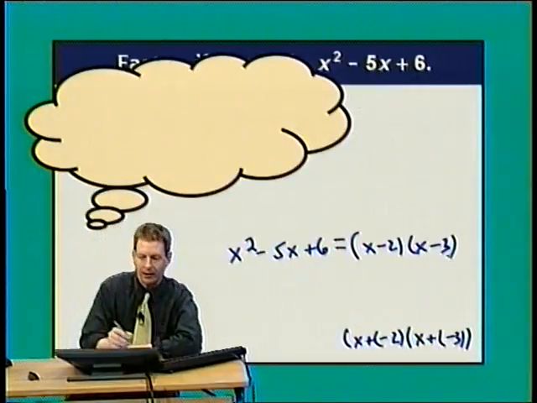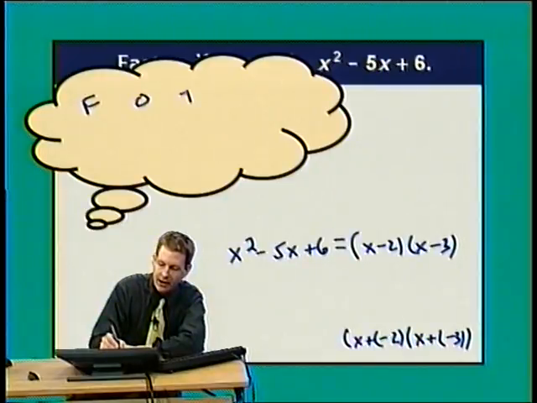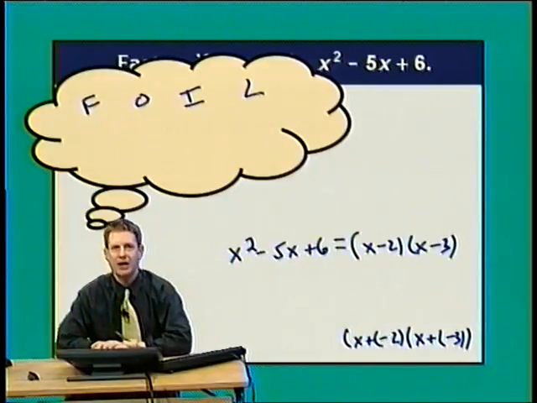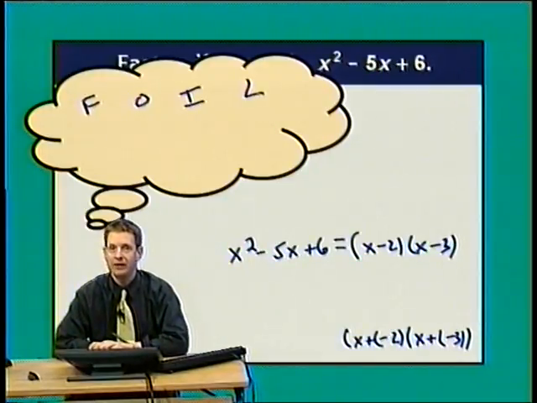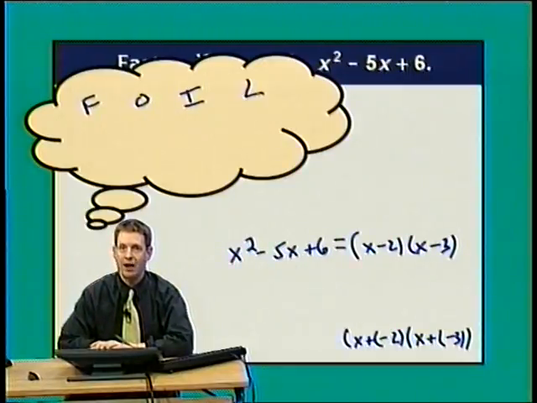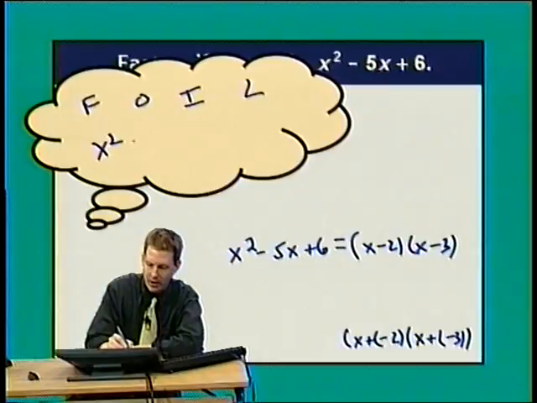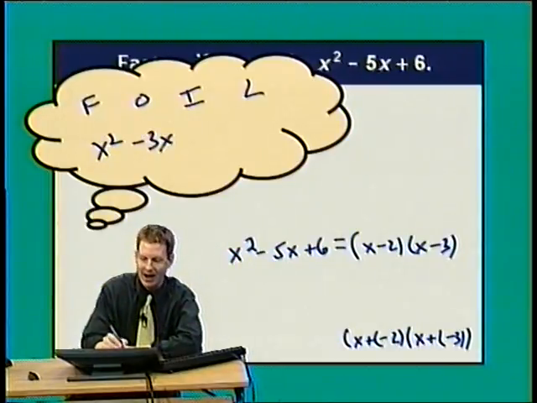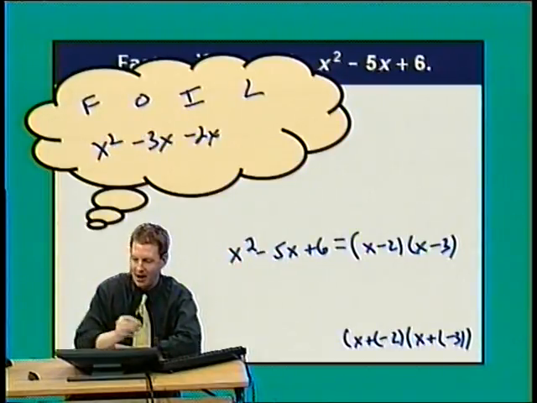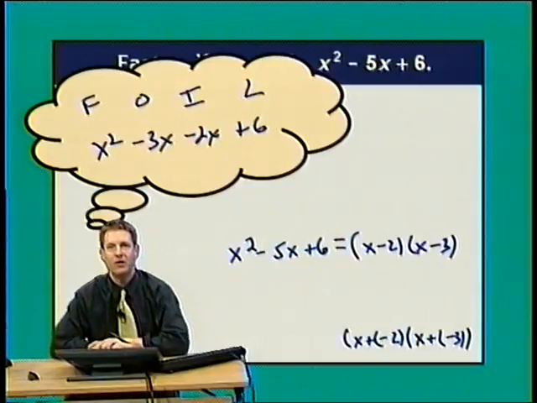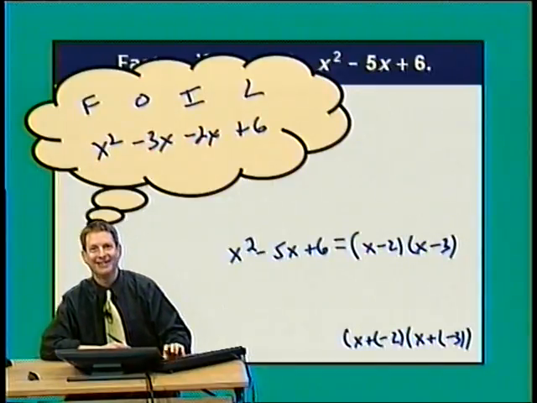I need to check. When you first start checking, write out your check. Eventually, you want to see if you can check in your head. X minus 2 times x minus 3. F is x squared, O is minus 3x, I is minus 2x, and L is plus 6. And if you simplify that, you do get x squared minus 5x plus 6. At least if you simplify correctly, you do.